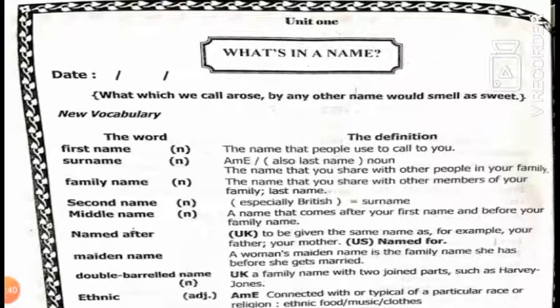Double-barreled name is a family name with two joined parts, such as Harvey Jones. Okay, the double-barreled name, the woman uses it after she gets married. Ethnic means connected with or typical of a particular race or religion. For example, ethnic food, ethnic music, or ethnic clothes.